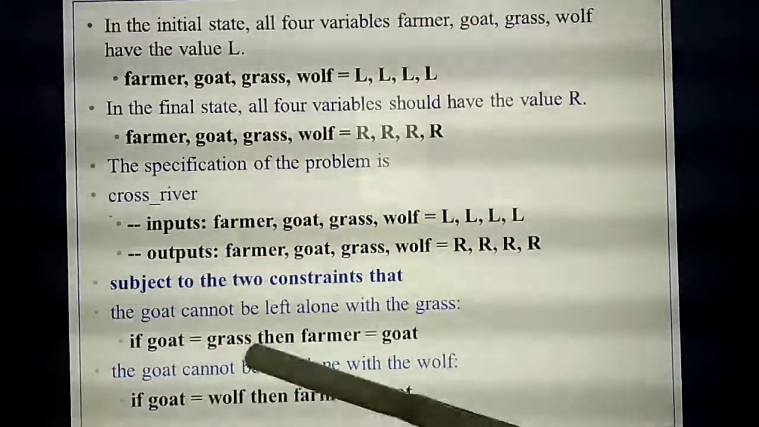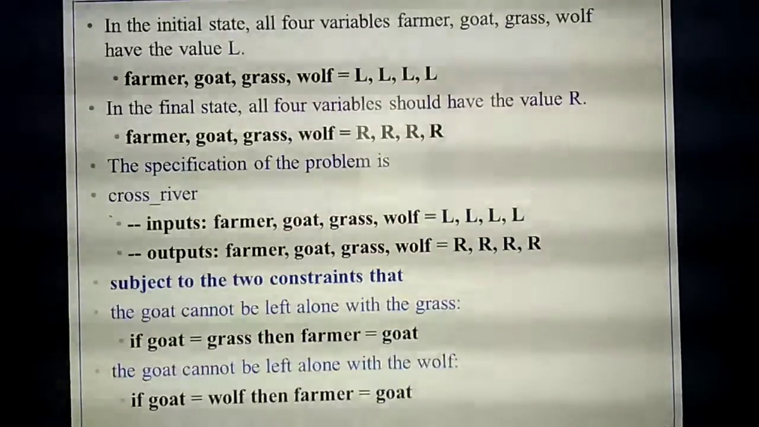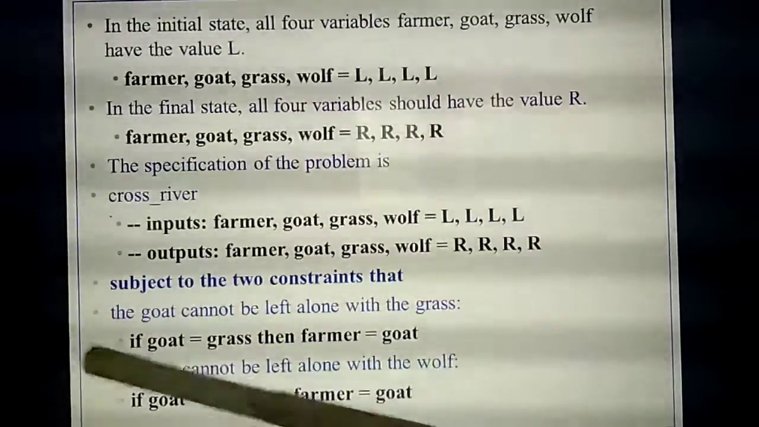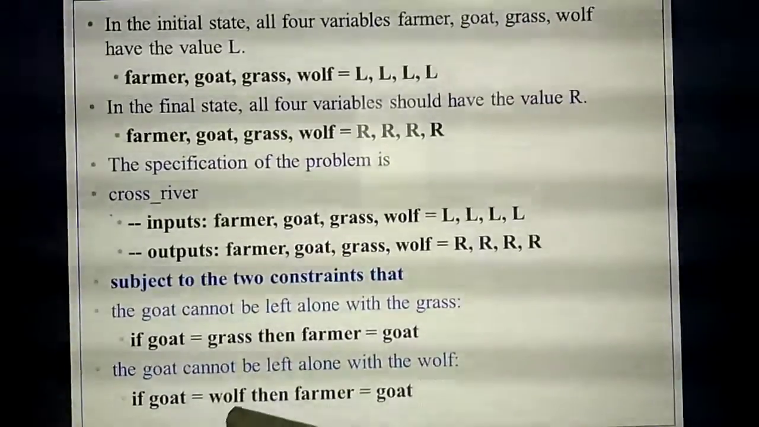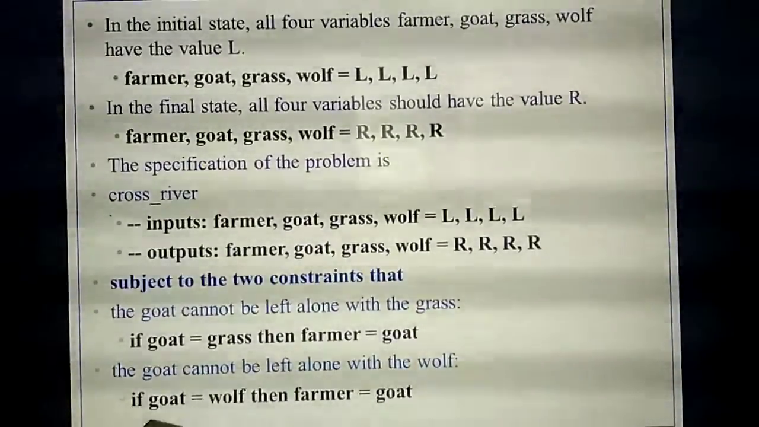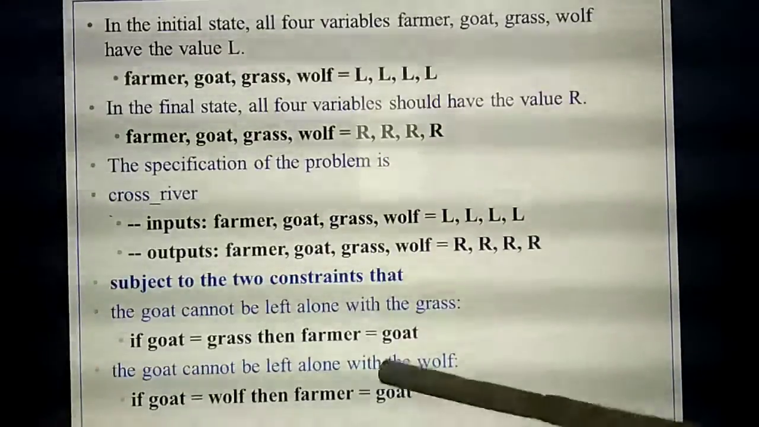Then the second condition. The goat cannot be left alone with the wolf, because the wolf can eat the goat. So if goat equal to wolf, if the goat is left with the wolf, the wolf will eat the goat. So always the goat along with the farmer.